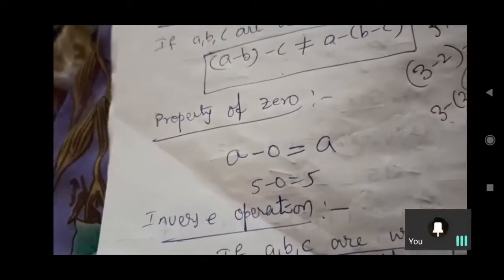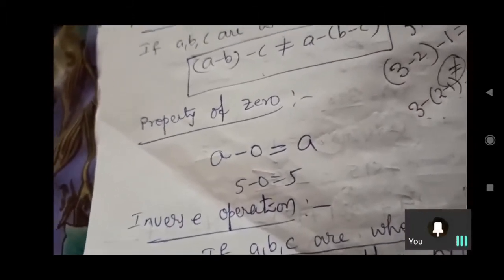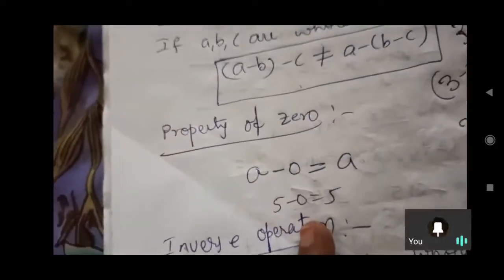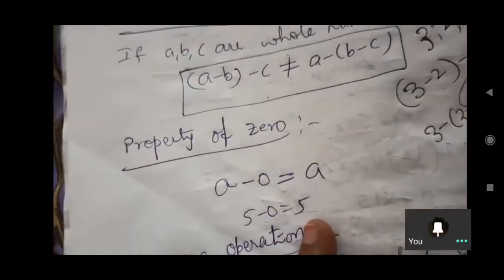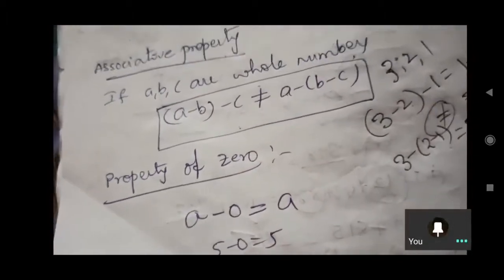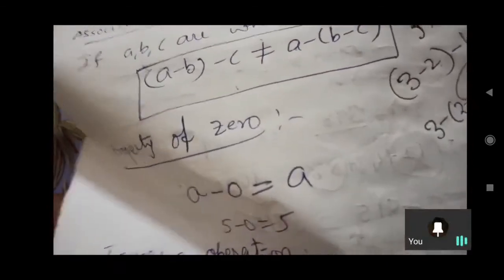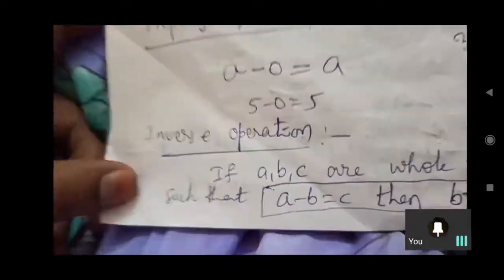If we subtract 0 from any number, that number only will come. 5 minus 0 is 5. 6 minus 0 is 6. So this is the subtractive identity, not inverse. Next one is the inverse operation.